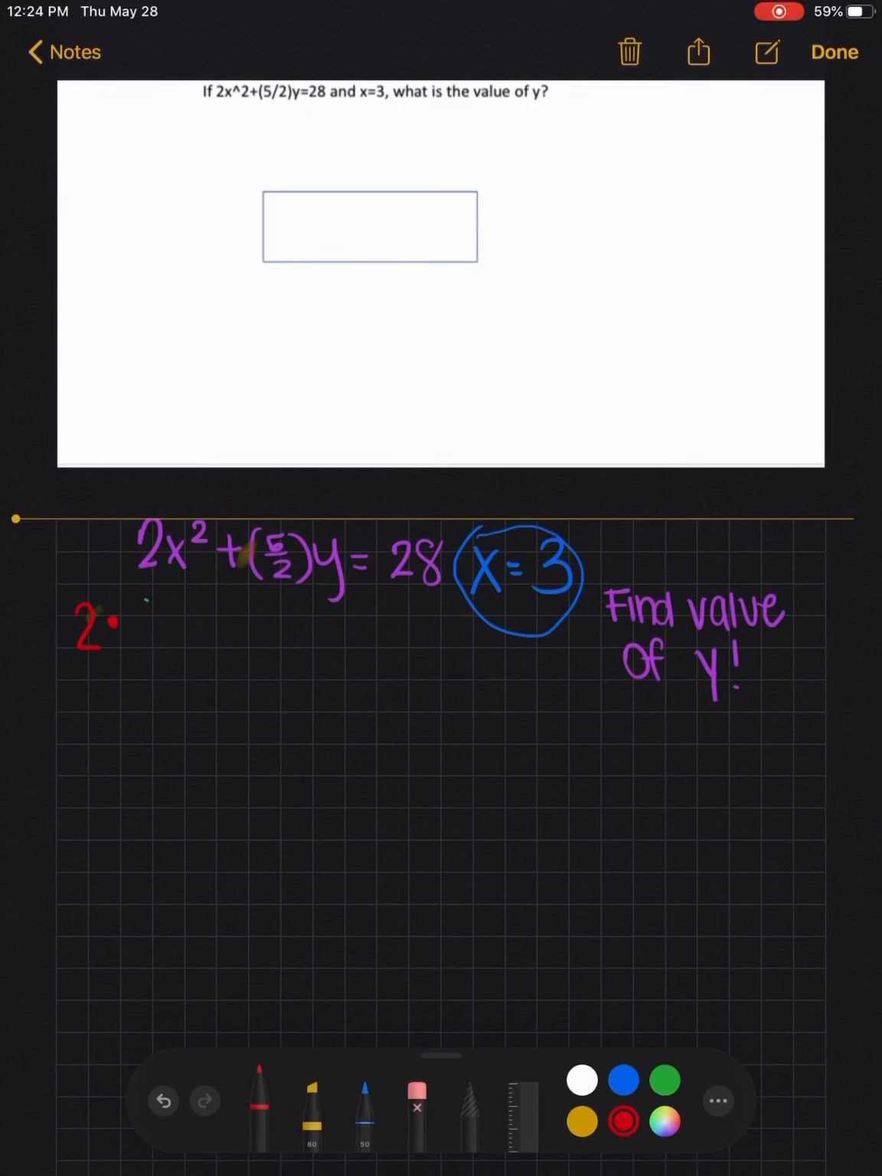So it's 2 times 3 squared plus 5 over 2 times y. All right, don't forget that 5 over 2 is actually division as well. A fraction is division. And all of that left side of the equation is equal to 28. Now we're going to simplify. I usually simplify by using order of operations. You can start with PEMDAS to help you.